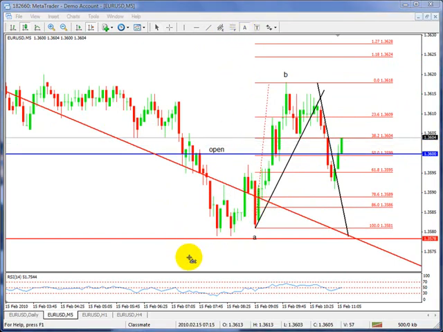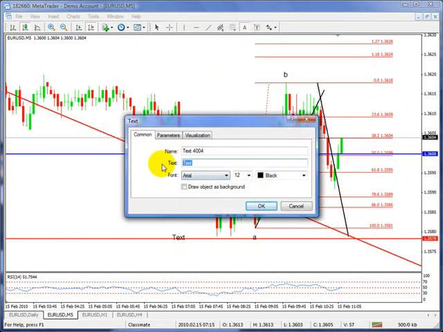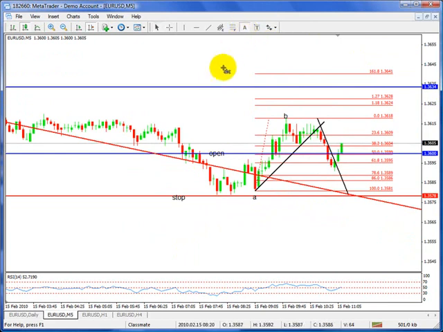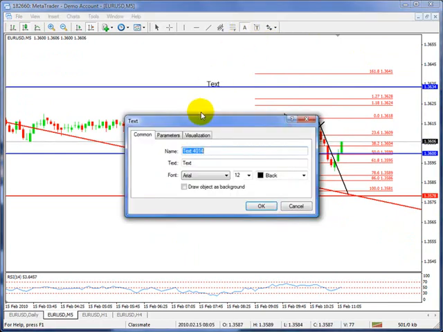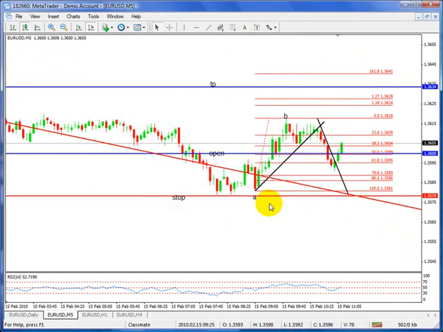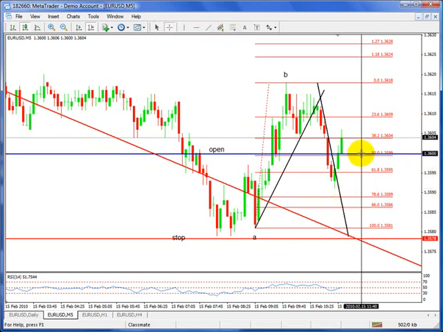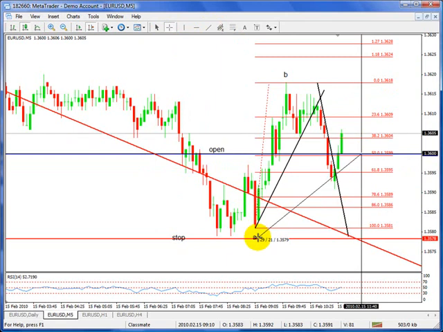This is our stop. And this is our potential take profit. So now we need to see what happens. Remember, I will also look to take some profit off the table as well. This was my entry. This is your stop at 21 pips.